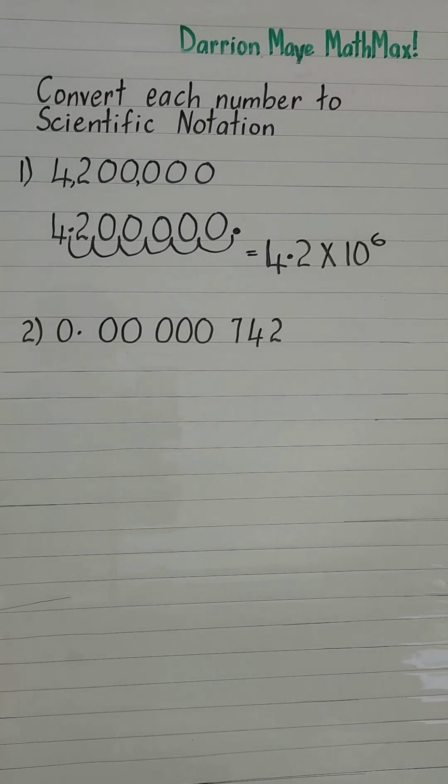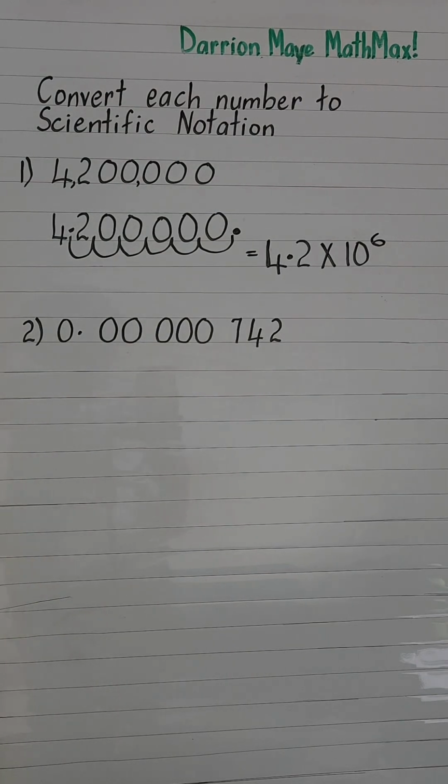So the base is 10 and we move the decimal point 6 places, so the exponent is 6. And since the original number was greater than 10, the exponent is positive. So 4,200,000 in scientific notation is 4.2 times 10 to the 6th power.